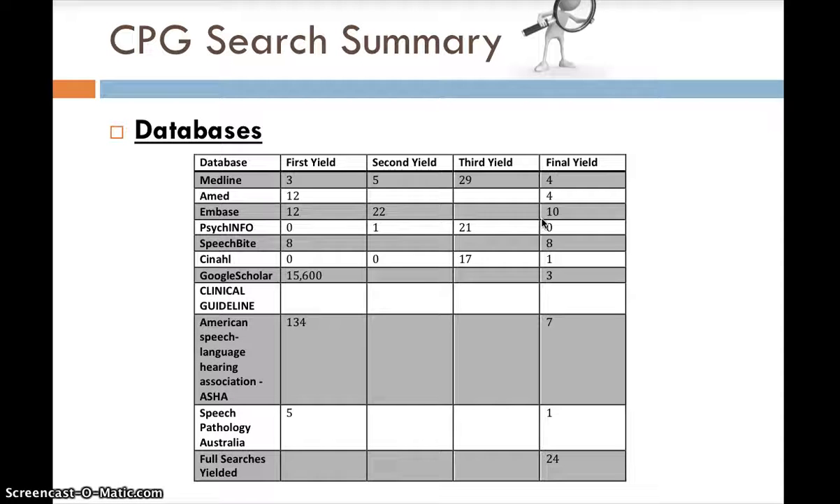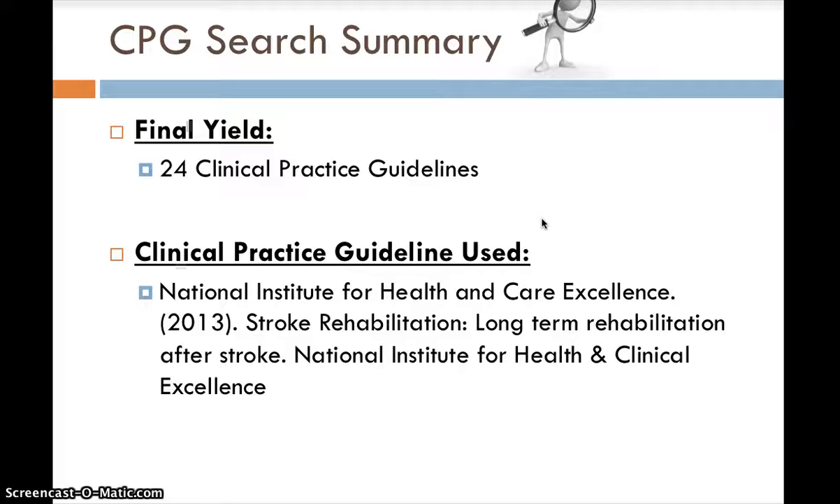During our searches, filters were also utilised intermittently that defined our adult population and showed only clinical practice guidelines. Yields were removed if they were not relevant to our specified population or were not a valid clinical practice guideline. From these searches, collectively we had 24 relevant clinical practice guidelines for our topic.